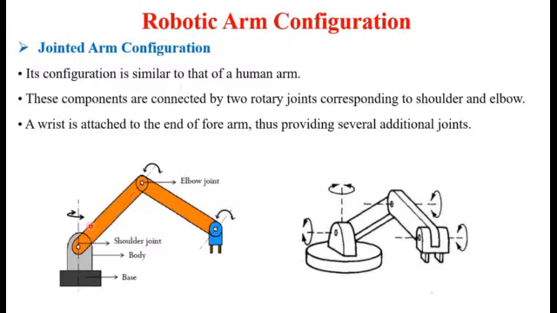Okay, here in this figure we can see the jointed arm configuration, where three joints are used to form this jointed arm. These components are connected by two rotating joints corresponding to the shoulder and elbow. Here the first joint and second joint are provided. A wrist is attached to the end of the forearm, thus providing several additional joints. Here we can see the wrist provided to form this robotic jointed arm configuration.